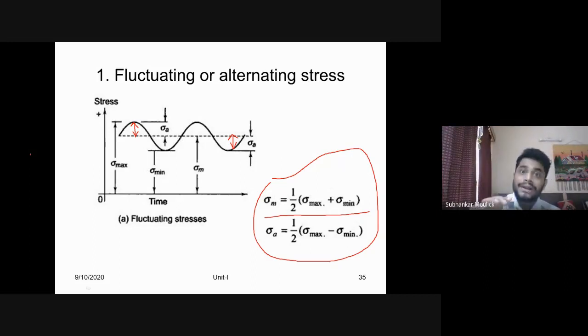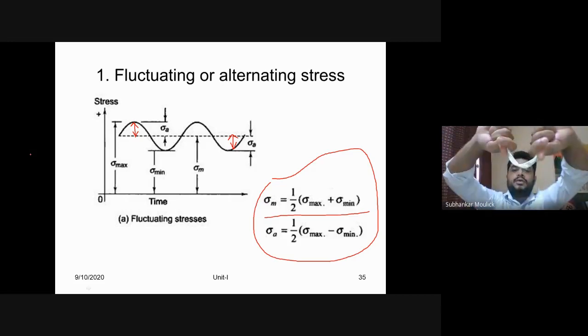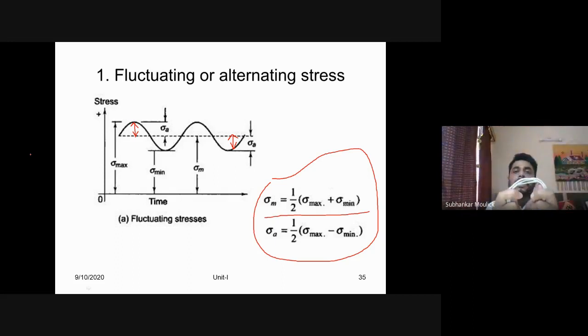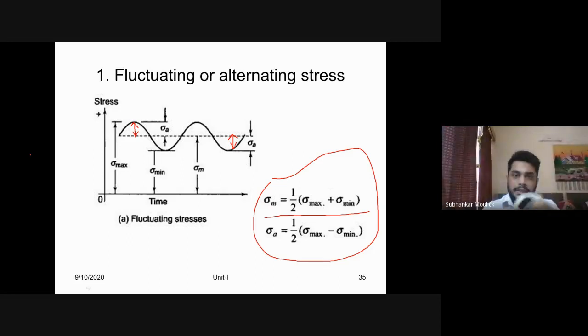That means load can vary from, say, plus 50 Newton to plus 150 Newton. In between plus 50 Newton and 150 Newton, you are varying the magnitude. Sometimes it is 70 Newton, sometimes 140 Newton, sometimes 80 Newton, sometimes 130 Newton. So this is nothing but a cyclic curve, because the loading pattern will vary from plus 50 Newton to 150 Newton for one complete cycle.